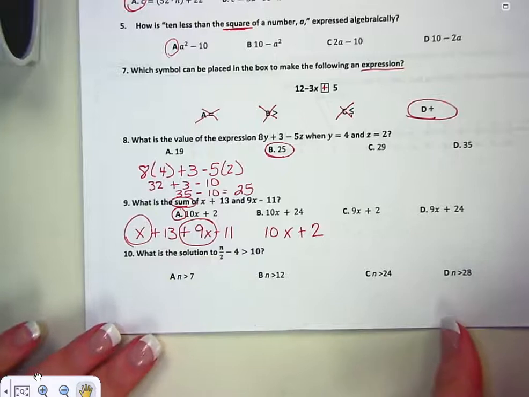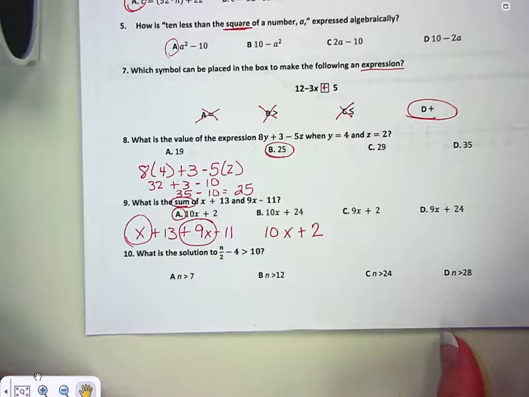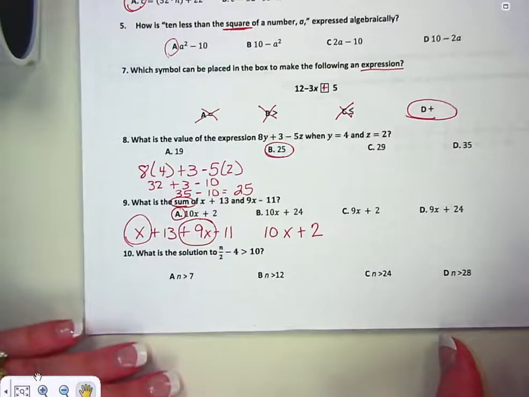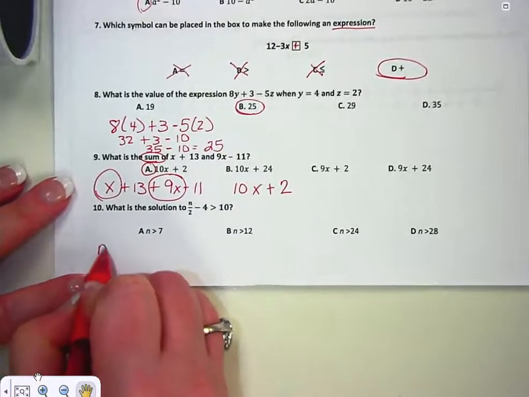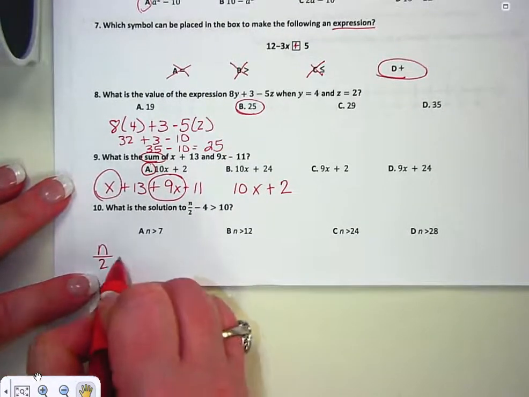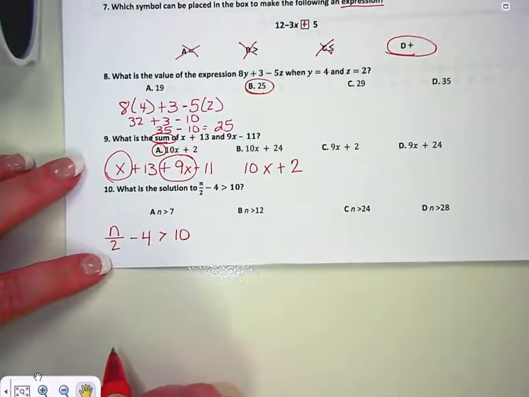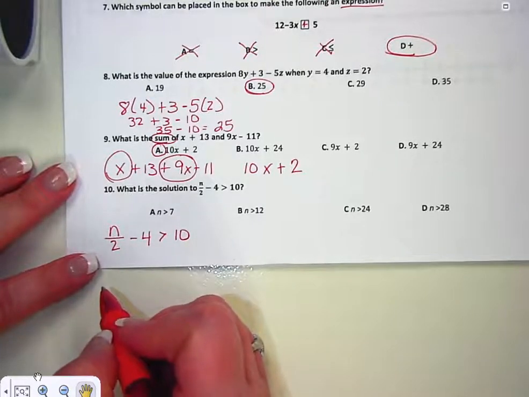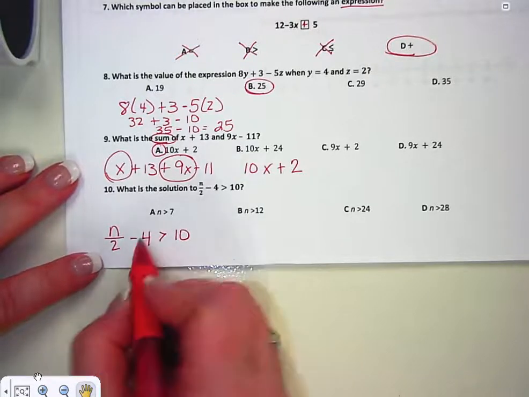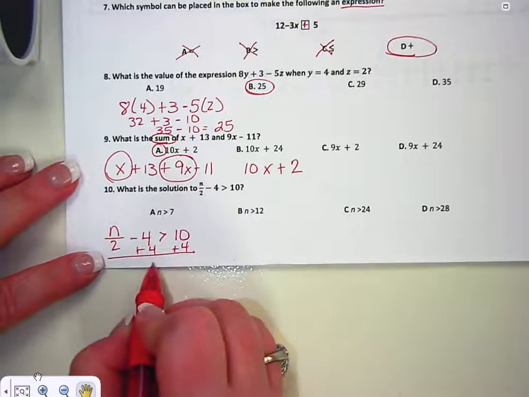Number 10. What is the solution to n divided by 2 minus 4 is greater than 10? So let's solve this. n divided by 2 minus 4 is greater than 10. What's the first thing I need to do? Divide. Just kidding. What is it, Eileen? You add 4. Add 4 to both sides.